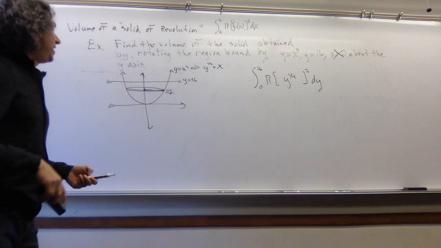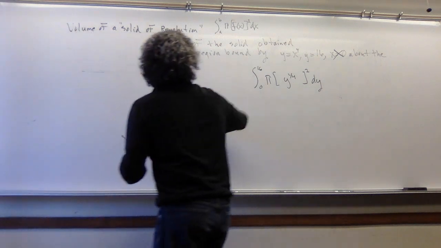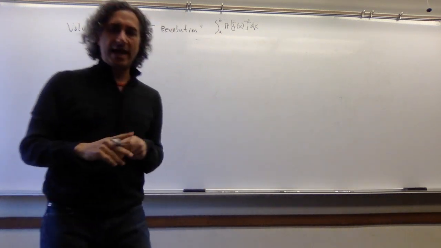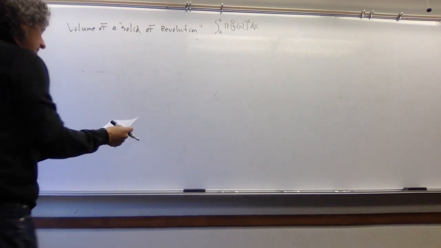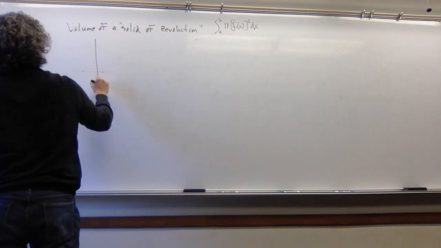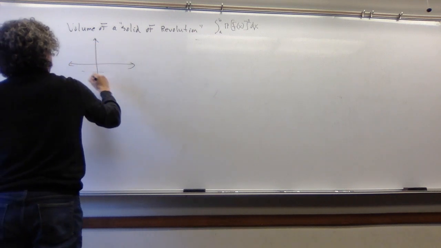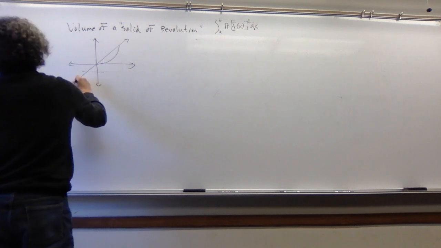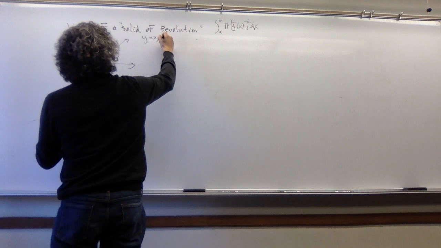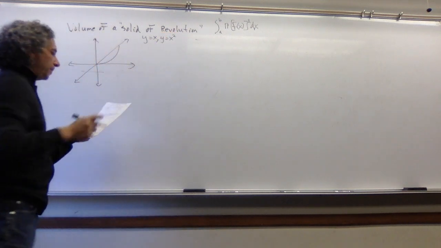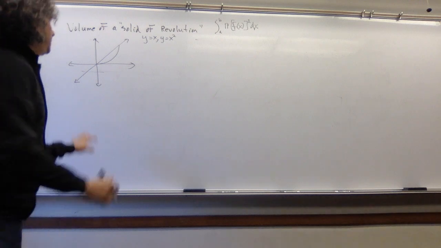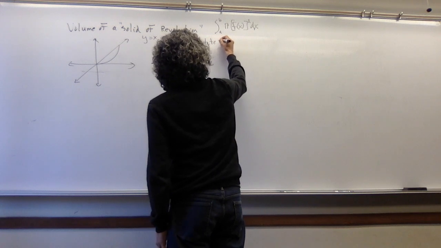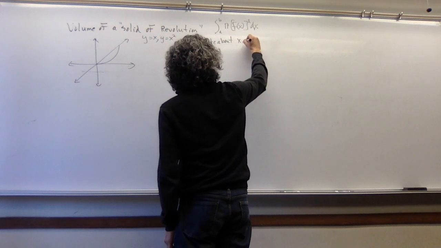Right, I want to give one final example, or one final group of examples. Same region, different axes that we're going to rotate about. So this one I'm going to sketch the region for you. And this is the region bound by y equals x and y equals x squared. So I want to do a couple of things with this region. So I want to, one, rotate about the x-axis.